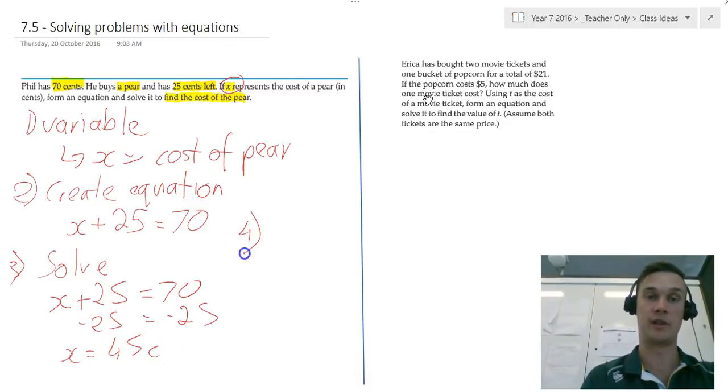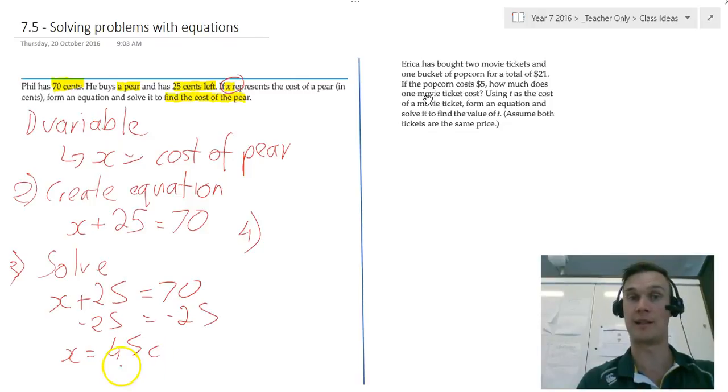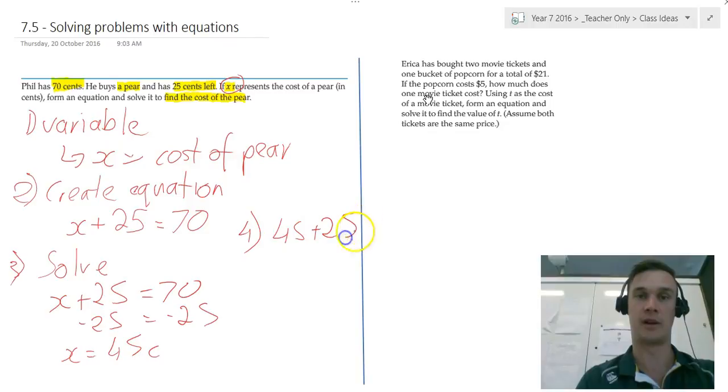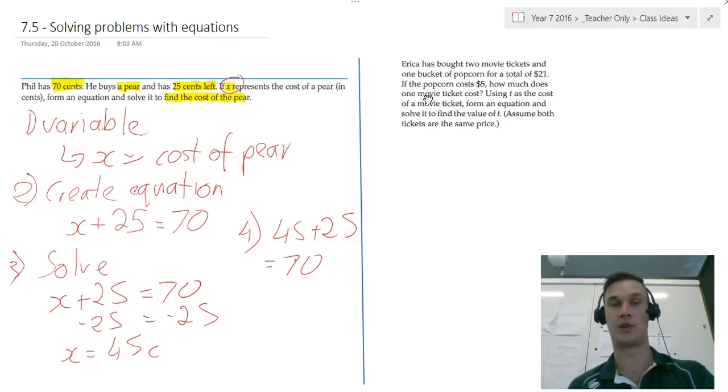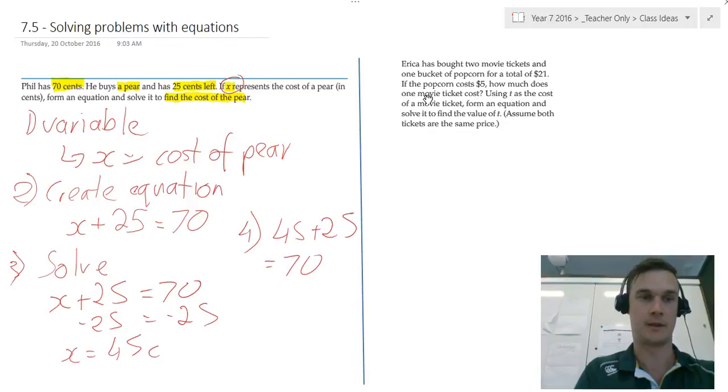Step 4 is usually you substitute that in, so make sure that makes sense. If you put that into an actual equation, 45 plus 25 equals 70, which I know is correct. So they're the steps you're going to do. We're going to move on to the next one over here, which is a little bit more difficult, but will give us a good idea of how we do things.